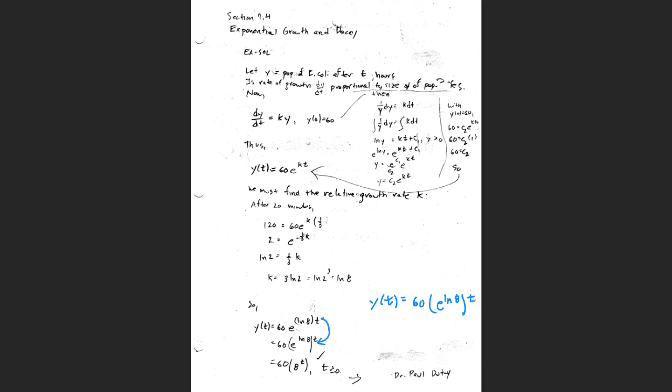So what is e to the natural log of 8 equal to? If you take e and raise it to the natural log of 8, it equals 8. And so you get 60 times 8 to the t-th power, which I write then like this. D'Angelo, does that help you feel more comfortable with that?